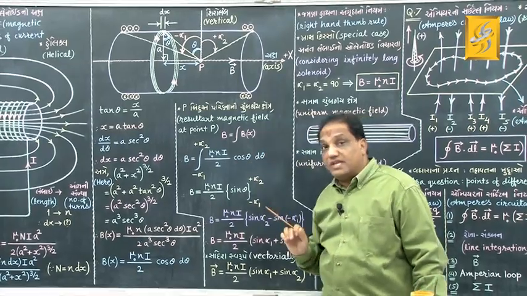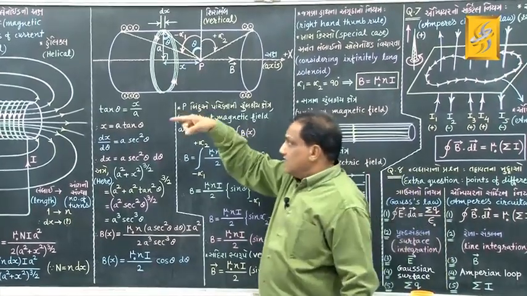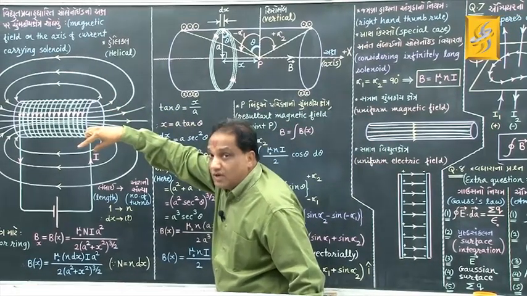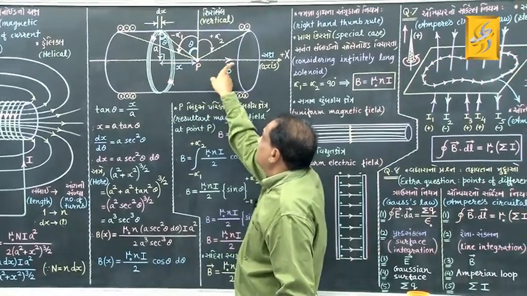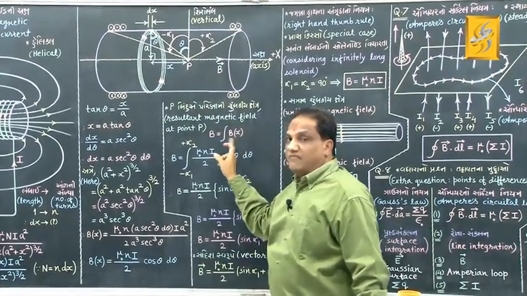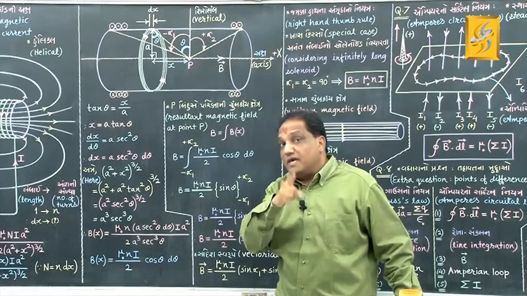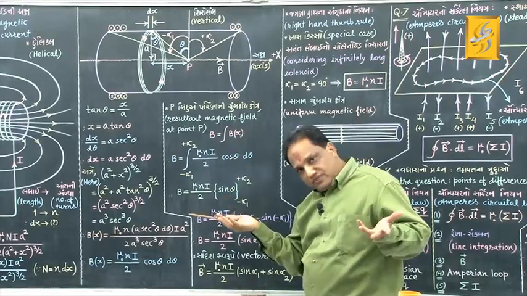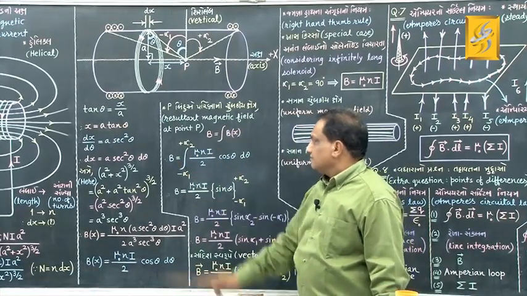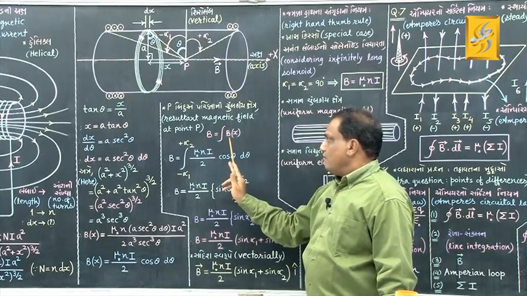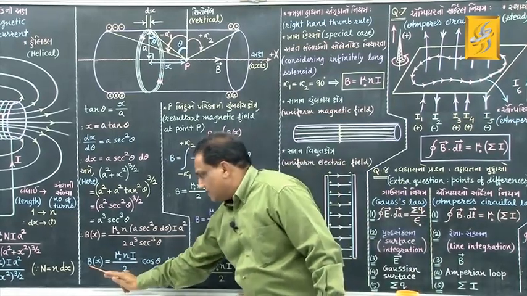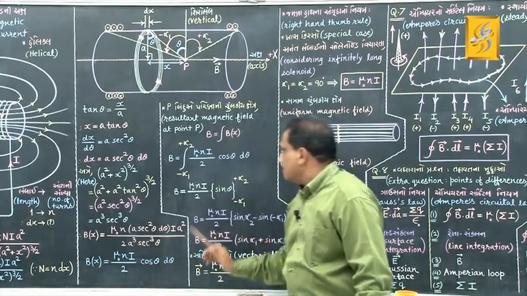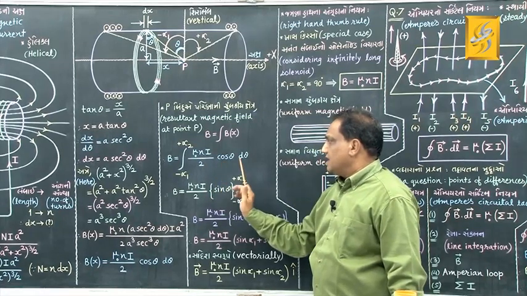Why I am taking here scalar addition? Because when you pass current through the winding of solenoid this way, due to each considered circular ring, you will have magnetic field in the same direction. And because all such partial values of magnetic field are in the same direction, you can make their scalar addition, correct? And that addition we find out by taking integration. This B as it is, integration as it is, value of B as a function of x. Value of B as a function of x is mu 0 n I upon 2 into cos theta d theta.